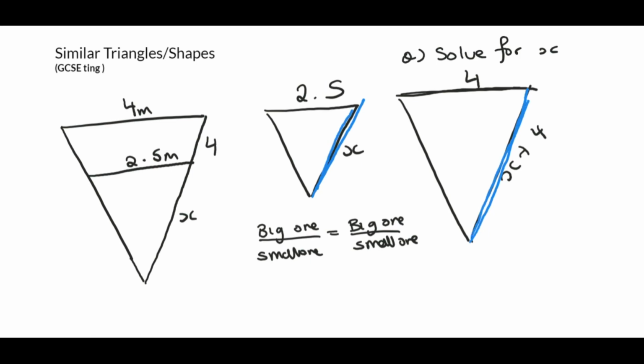So it's the big one, which is x plus 4. So I'm going to put x plus 4. This is the big one, yeah? Divided by the small one. And the small one is this x that's given here. So I'm going to put x right there, okay? And that's going to be equal to the big one.